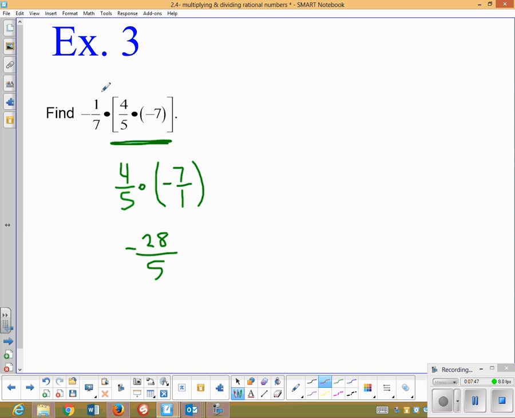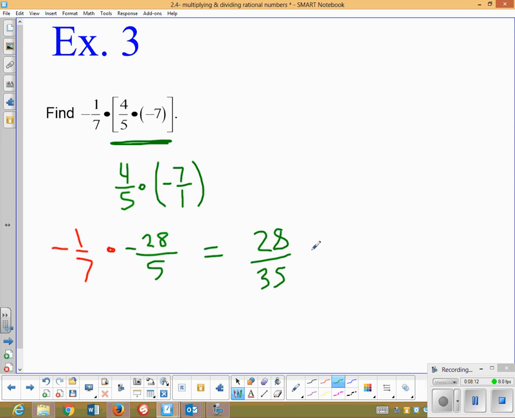Now what we're going to do is we're going to go ahead and bring down our last number here. We have negative 1/7, so we're going to bring that down. So all we need to do is now multiply across. But I do notice that we have a negative times a negative. So a negative times a negative will be a positive 28. And then we have here 7 times 5 is 35. So we'll look at it to see if all our signs are correct. And I see a negative times a negative is a positive, so that is correct.